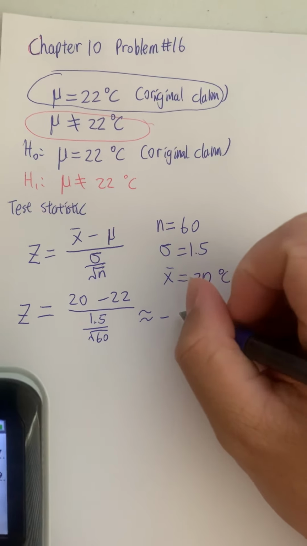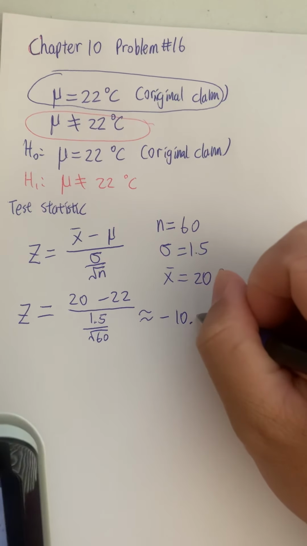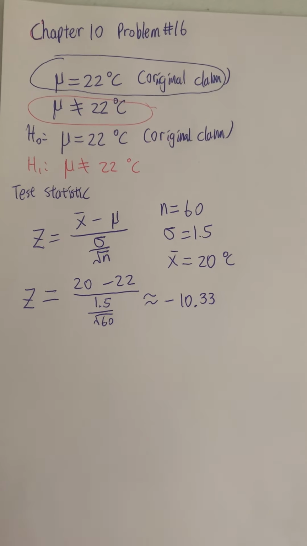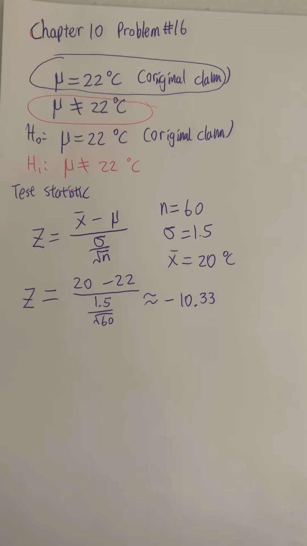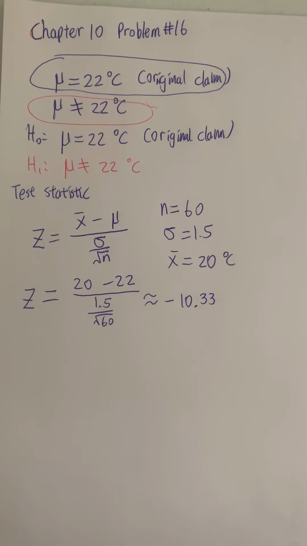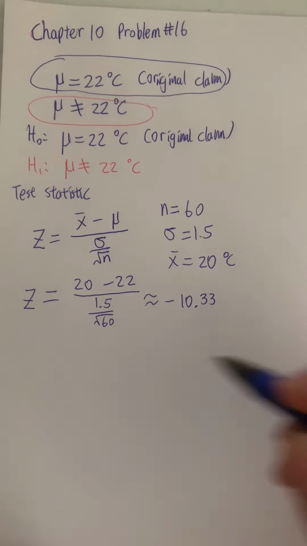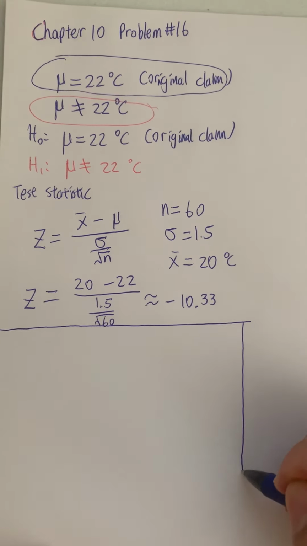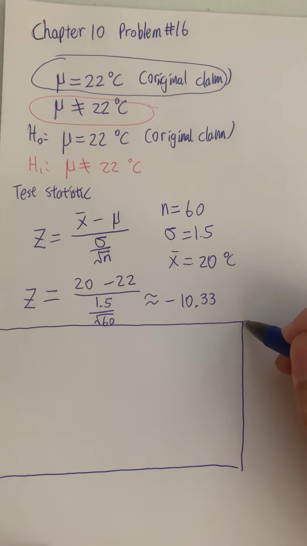That's negative 10.33. And you could solve this problem either using the critical value method or the p-value method. The critical value method is also called the traditional method. So I'm going to show you how to solve it in the critical value method as well as the p-value method. Either or.